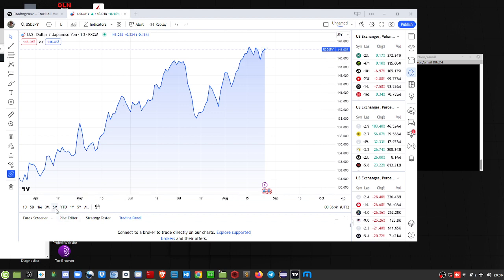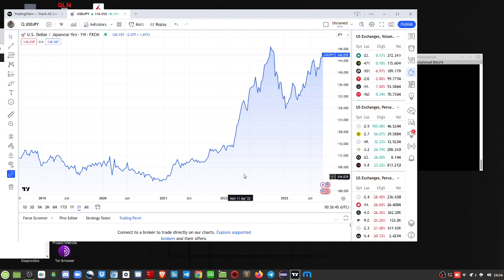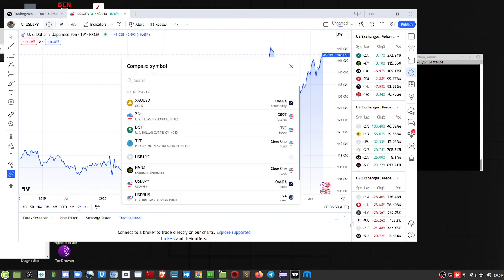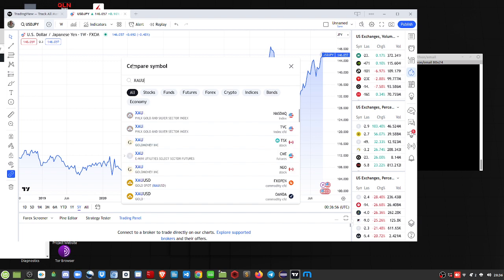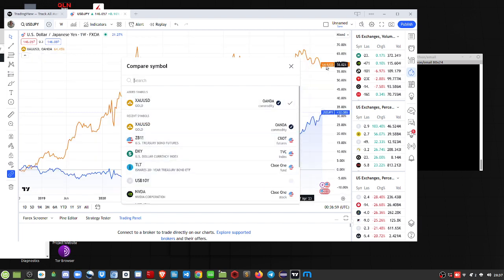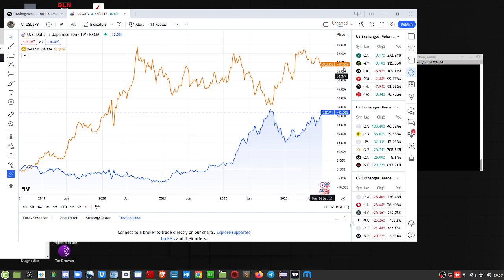So what's important to know, if I show you the 5-year, you can see here how it's just gone up a lot. So if I was to compare that against your usual, I don't know, gold, let's say, let's see how that's been doing. Gold has been outperforming the yen quite a bit.